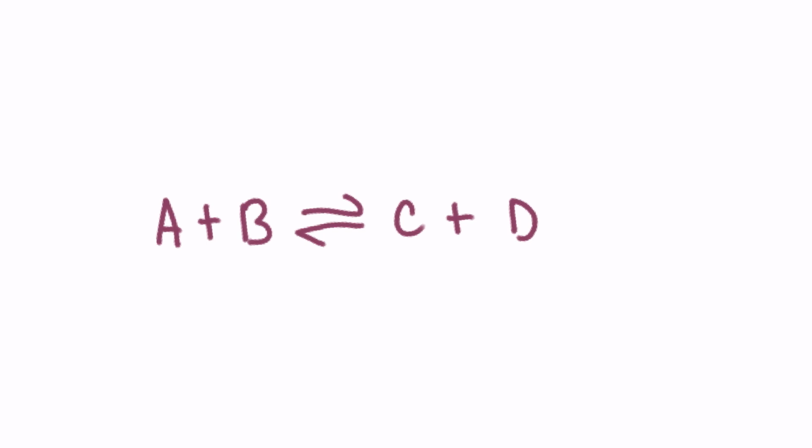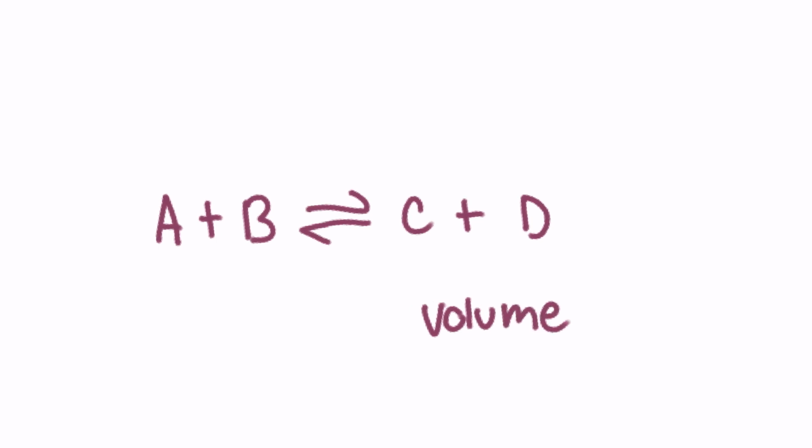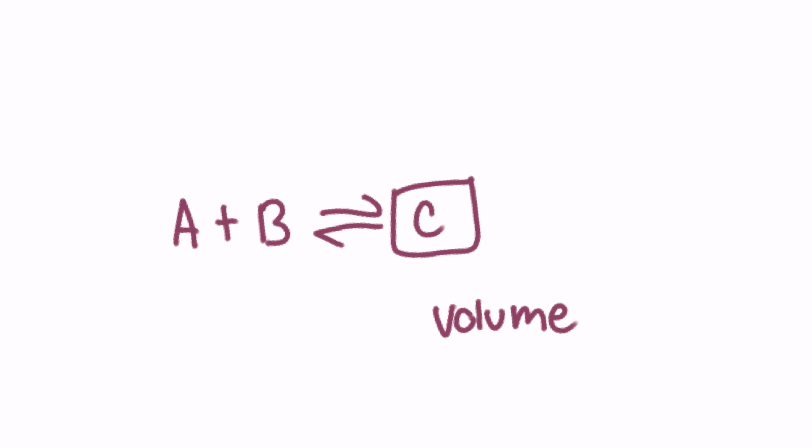Now, the other equilibrium shifts are not as obvious. For example, volume. A change in volume will depend on moles. To visualize this easier, let's change this reaction to this. If I decrease volume in a reaction, I will favor the side with less moles, in this case being C. So I would shift equilibrium to the right.